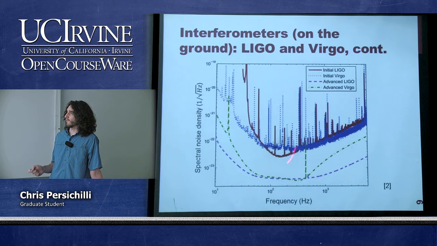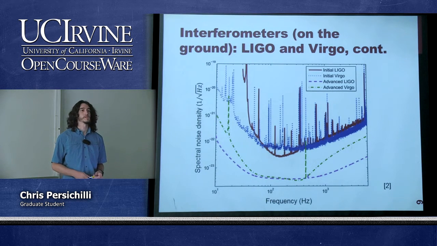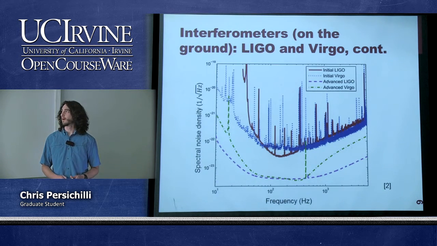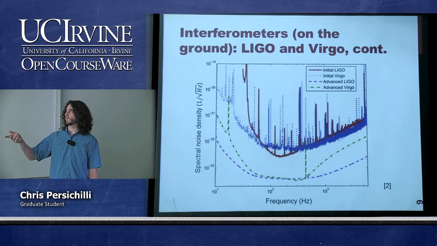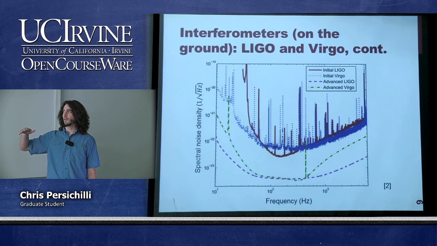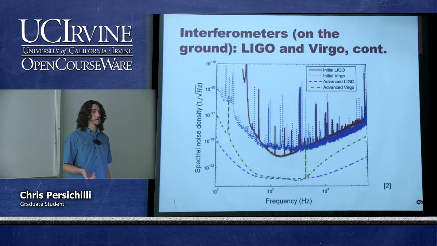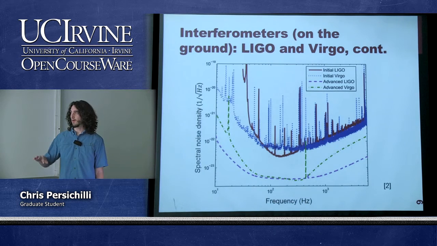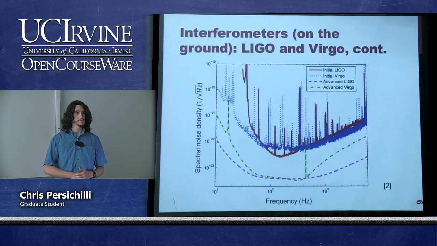And the advanced LIGO and advanced Virgo retrofits, you can see that they're an order of magnitude more sensitive. So they should be able to detect much more real physics events. What's usually quoted for LIGO and Virgo is that their sensitivity is to an amplitude of about 10 to the minus 21, whereas the advanced ones, 10 to the minus 22, 10 to the minus 23. And again, remember, that's just change in length over length. So it's a unitless measurement of the strain from a gravitational wave.